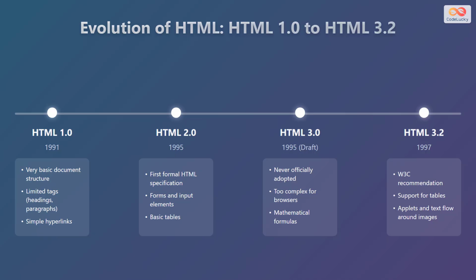Although drafted in 1995, HTML 3.0 was never officially adopted due to its complexity for browsers, though it did explore mathematical formulas. In 1997, HTML 3.2 became a World Wide Web Consortium, also known as W3C, recommendation, with support for tables, applets, and text flow around images.